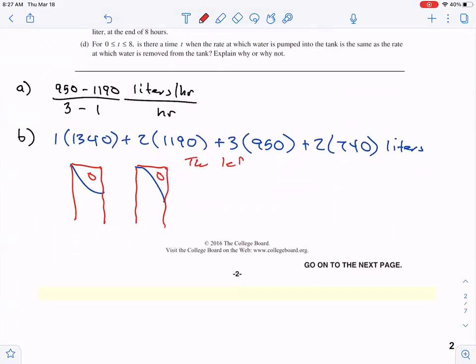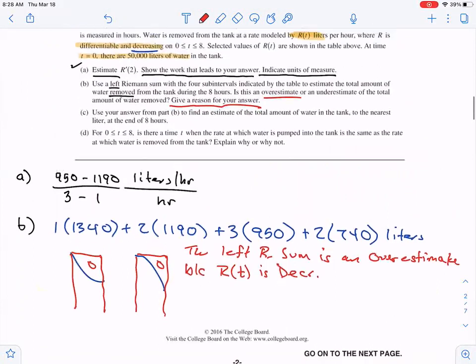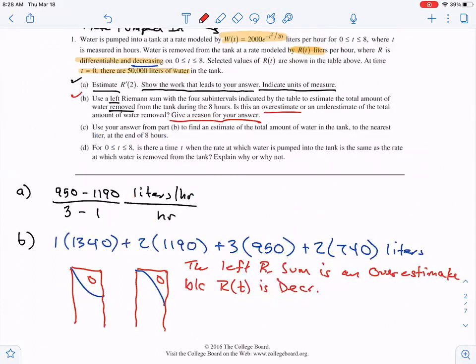So I'm going to answer their question and say, the left Riemann sum is an overestimate. Now I have to justify my answer, give a reason for your answer, because R of t is decreasing. Okay. All right. Part B in the books.